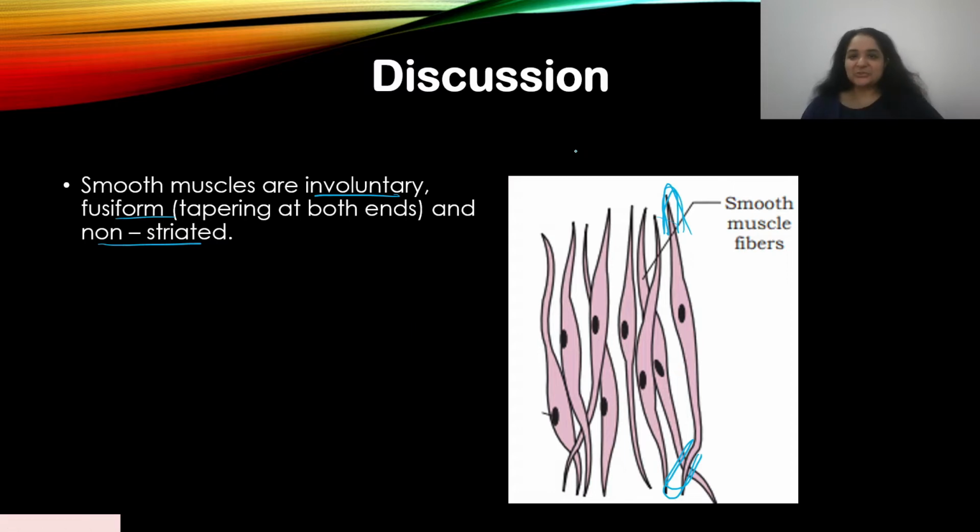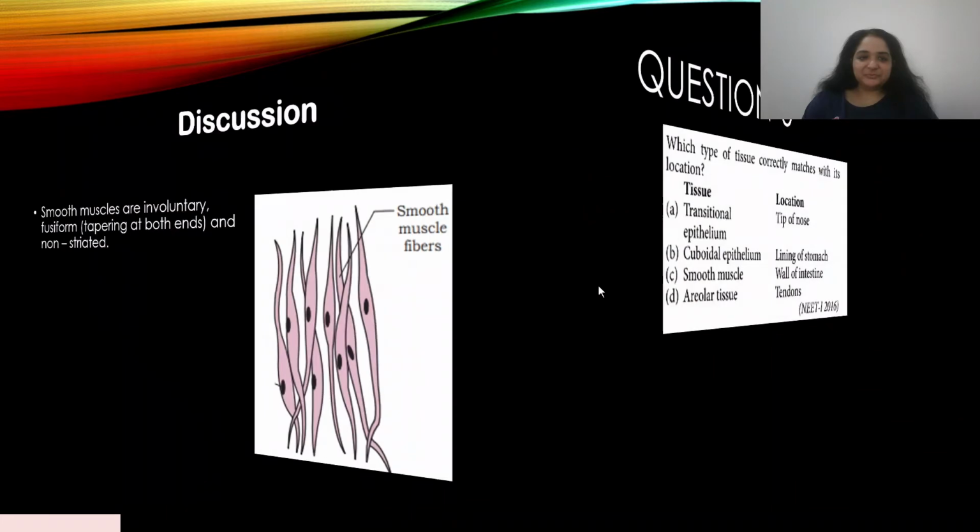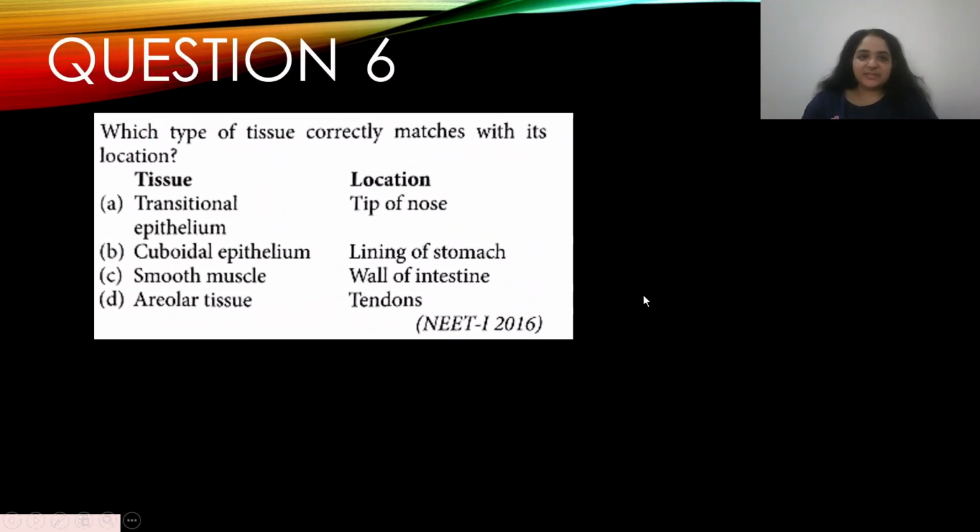Okay, clear? This is a very simple definition of smooth muscle, and this much you should know. And this diagram is also again taken from NCERT. So this you should be aware of, right? Let's move on then. Question number 6. Which type of tissue correctly matches with its location? Okay, and this appeared in NEET 2016.